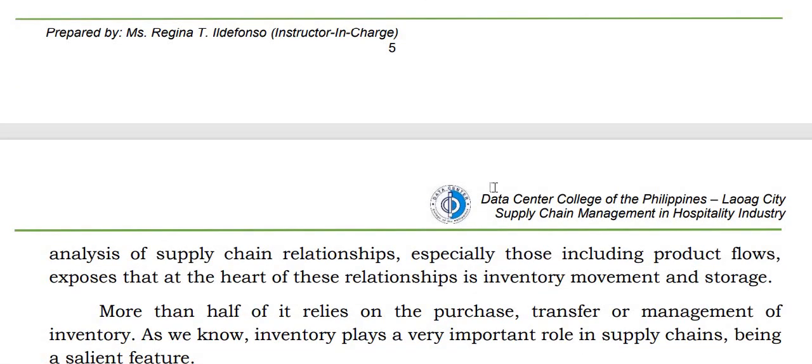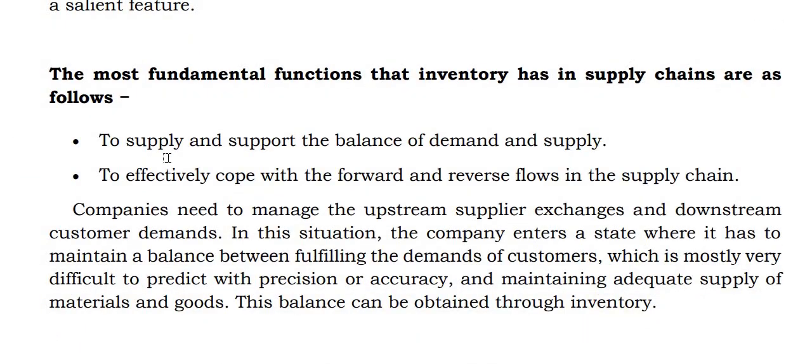However, a deeper analysis of a supply chain relationship, especially those including product flows, exposes that at the heart of this relationship is the inventory movement and storage. So we have here the most fundamental functions that inventory has in supply chains: to supply and support the balance of demand and supply. This is one of the functions of inventory when it comes to supply chain. Another is to effectively cope with the forward and reverse flow in a supply chain.